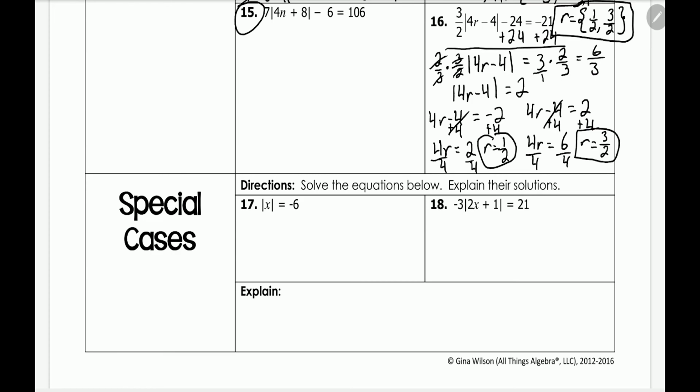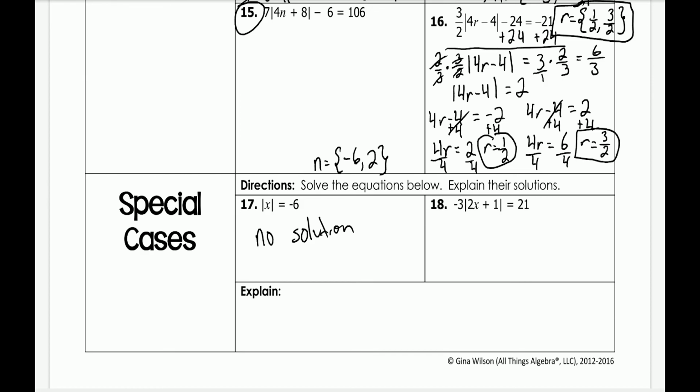Alright, for number 15, your final answer should be n is equal to {-6, 2}. Make sure that you're getting those answers whenever you try that. And let's talk about some special cases that might happen. So, number 17. We have the absolute value of x is equal to negative 6. Since an absolute value can never equal a negative number, we say that this has no solution. So again, an absolute value can never equal a negative number.